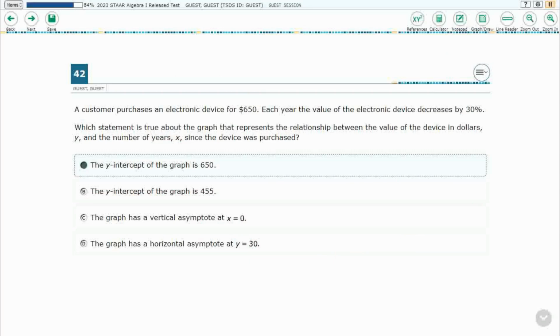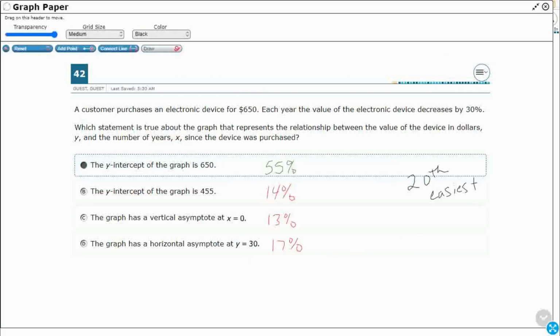Let's see how we did across the state of Texas. So this was on the easier side. It was actually tied for 20th easiest on the test. 55% of our students got it correct. I think some of the issue here is simply translating this into something that you could use, right? Translating the word problem here into this exponential form, especially since the exponential form is not on the reference materials.